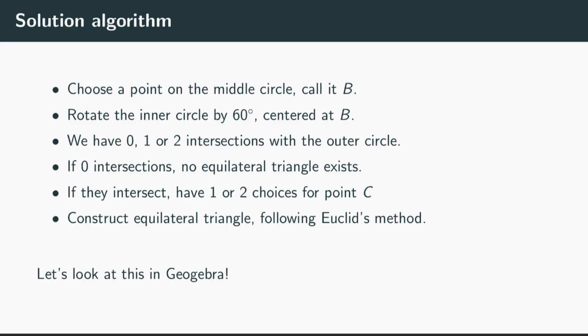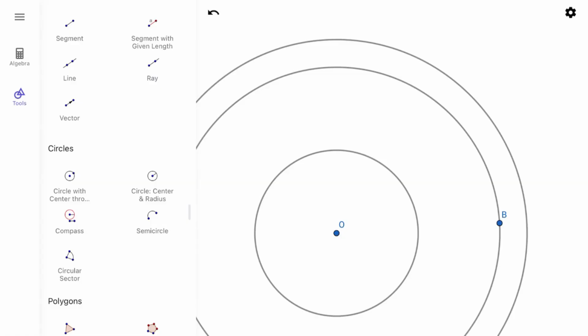So this is a little bit hard to follow here in this wall of text. So let's cut now and take a look at what this looks like in GeoGebra. Right here, I've started with my 3 concentric circles. They all have the same center at this point O that you see here in the center. And I've placed a point B on my middle circle.